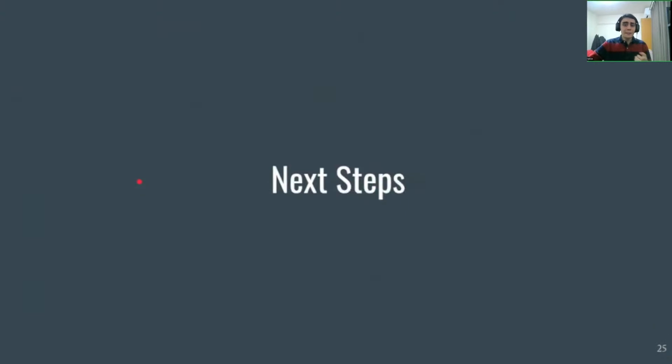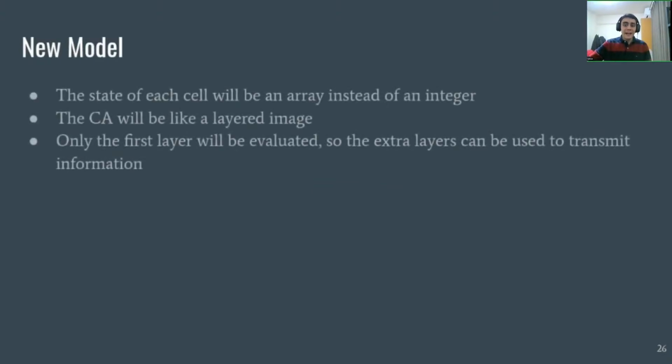Since the CA is penalized by trying to transmit information, it is harder for them to complete tasks that require global coordination. So thinking about that, what are my next steps? The first thing I wanted to try is to solve the problem I just showed. For it, I am modifying the cellular automata for the state of each cell to be an array instead of an integer. So this cellular automata will work like a layered image.